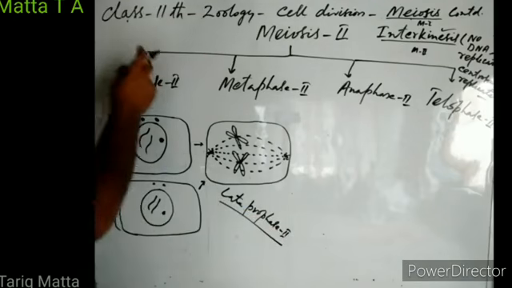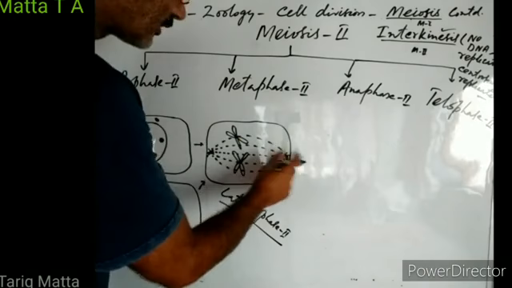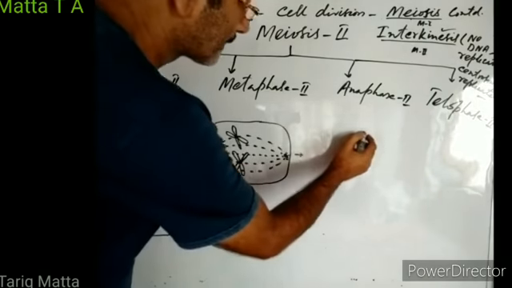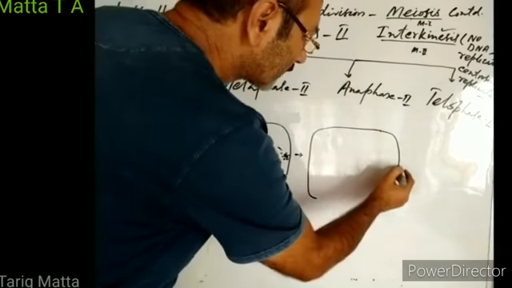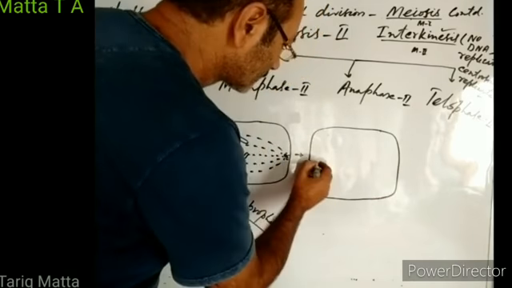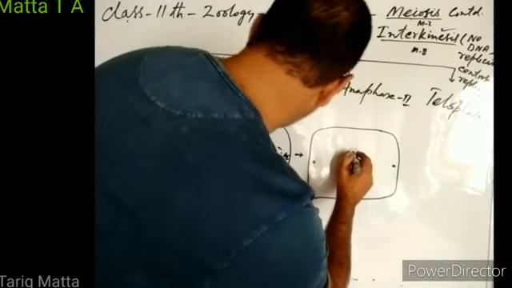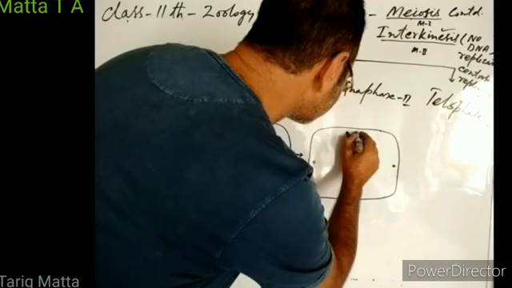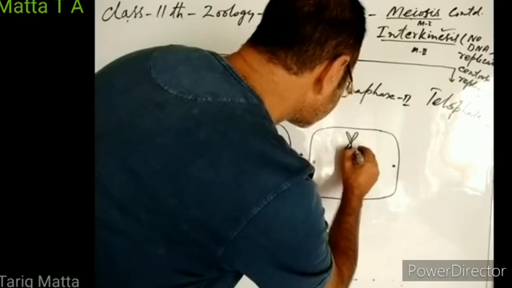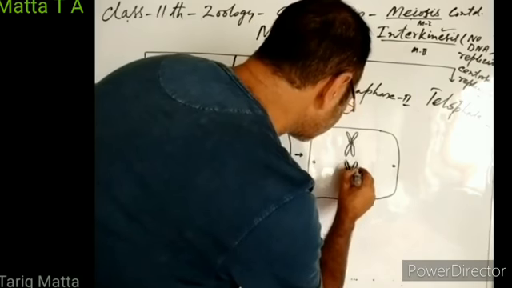So I will tell you this meiosis second is just like mitosis. Now this cell will enter into metaphase second. So in metaphase second, the chromosomes are perfectly aligned at the equator of the cell.